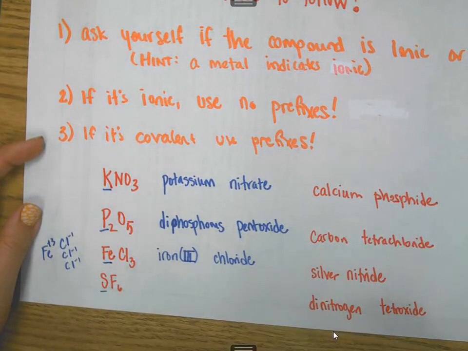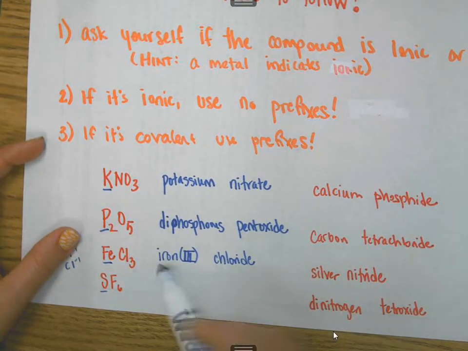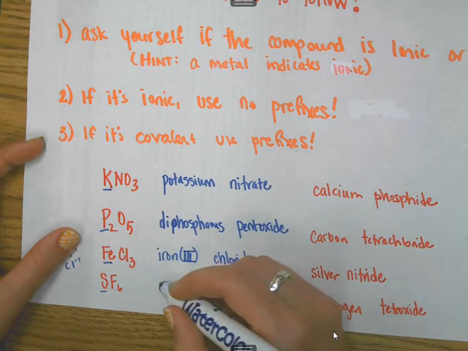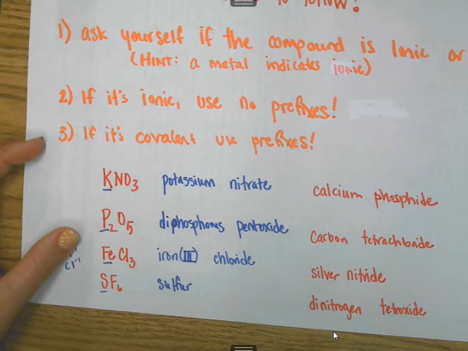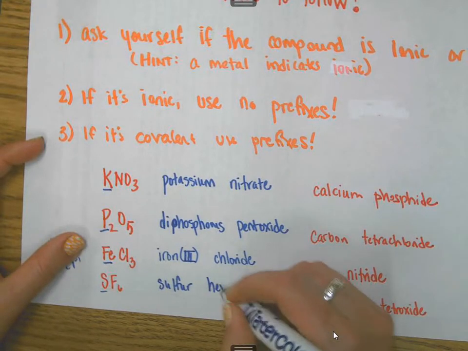Sulfur, it's to the right of the stair step, so it's not going to be one like this. It's going to use the prefixes. There's 1. I don't write monosulfur, I just write sulfur, and then there's 6, hexafluoride.